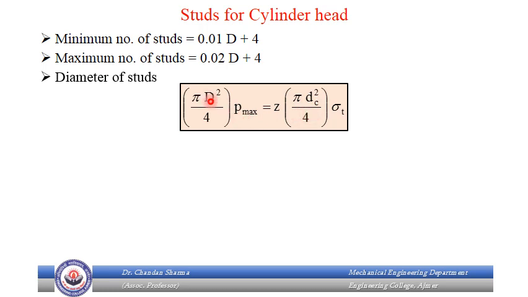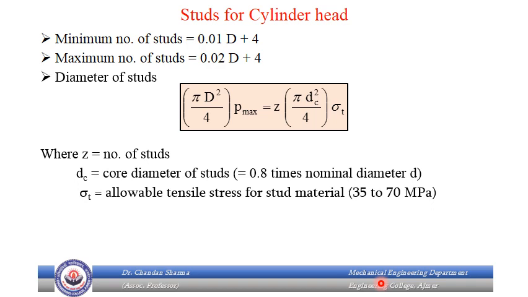Because we know what is d, we have already found. What is P max? 10 times IMEP. Number of studs we found from here. Sigma T is permissible tensile stress for the stud material. We can find it for the given material. So the only unknown left is dc, which is core diameter of stud.